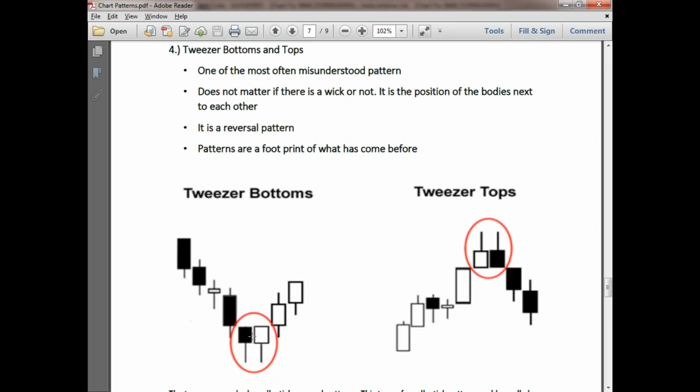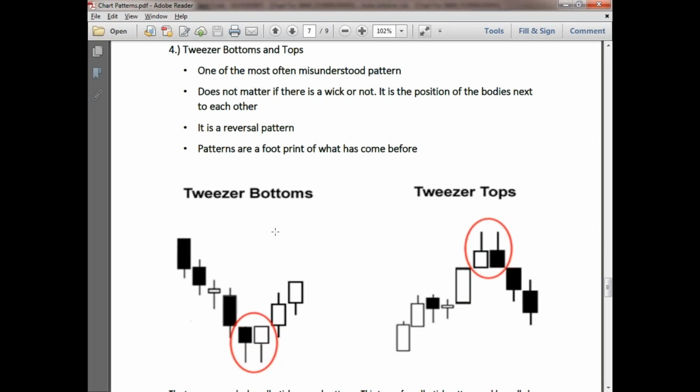Only the body should be at the same position of each other. Okay, so if there is a reversal candle over here, this is a red candle, this is a green candle, both of it should have almost the equal body. Okay, that is what the tweezer bottom or tweezer top means. So when there is a tweezer bottom, it means that it is a bullish pattern, and when there's a tweezer top, it means that there is a bearish pattern, or it may be a reversal pattern.